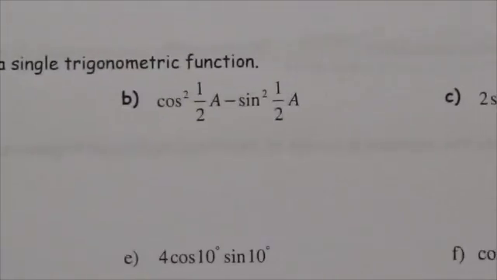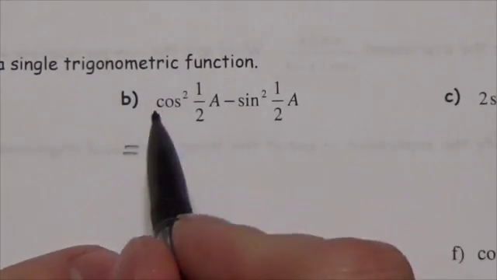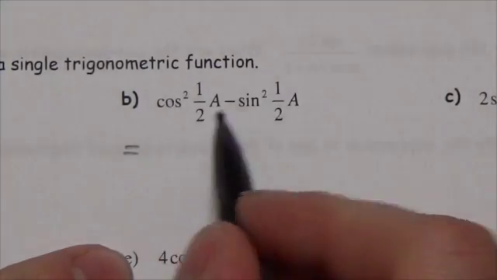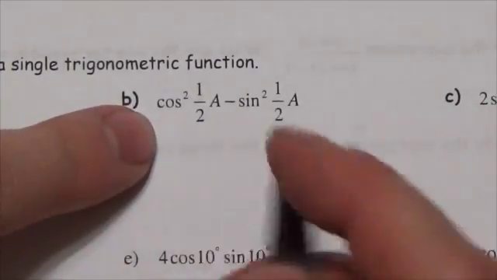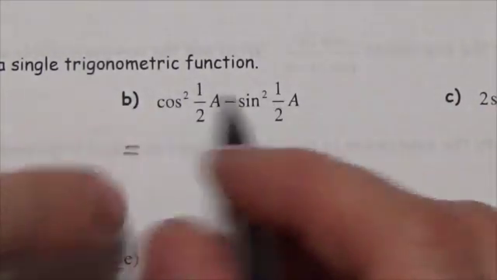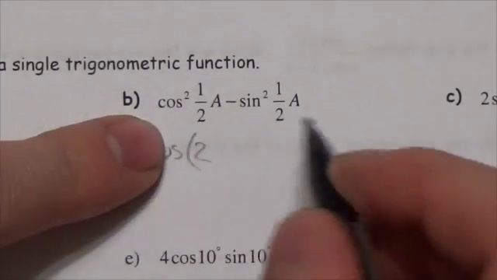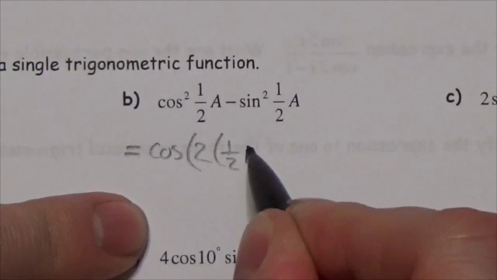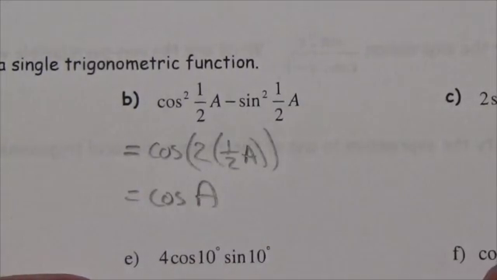Okay, let's move on. We'll go through all of these because this is going to be really quick. I've got the cosine squared of a half a minus the sine squared of a half a. Now this is going to be the cosine of 2 times whatever that angle is right there, and this is 1/2 a. So this is simply going to be the cosine of a. 2 times a half, they cancel out, we get a.